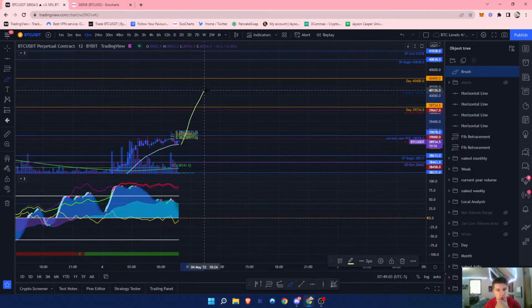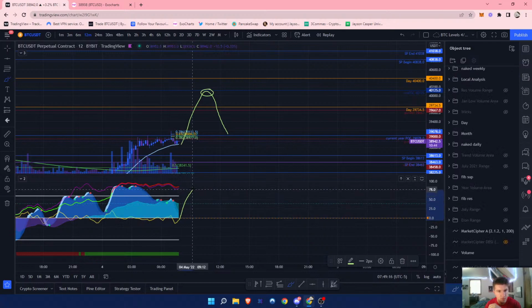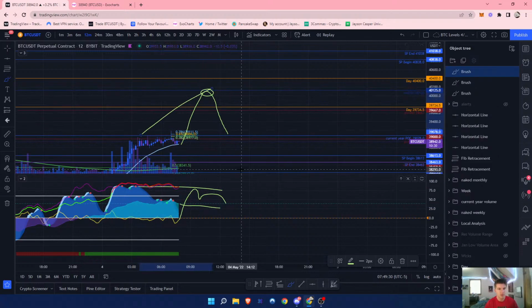Going off of that 12-minute divergence idea, this naked monthly point of control right here, I think will be a strong resistance, and again I want to see that same 12-minute setup. We might get an anchor wave and then a little trigger wave, and then money flow will trickle its way down like that. And so that's the kind of divergence I want to see.